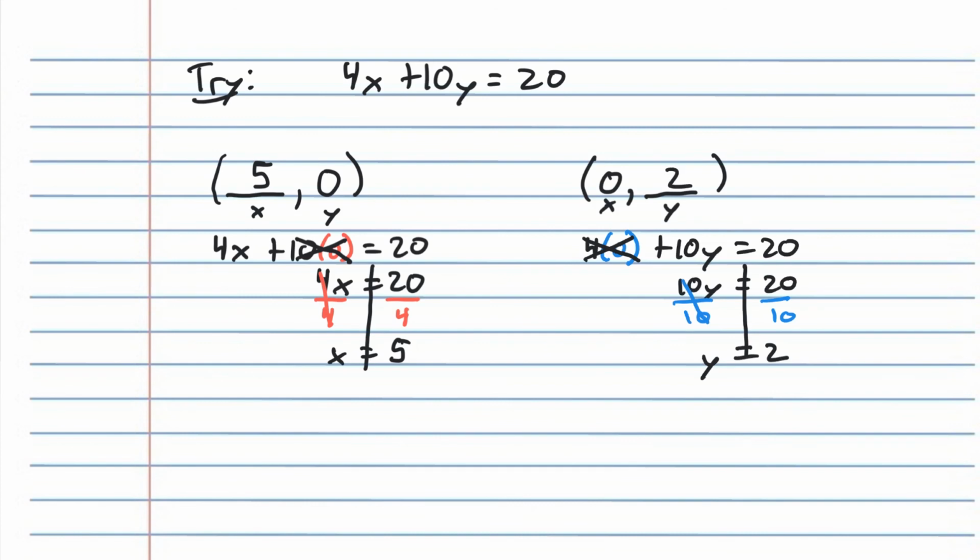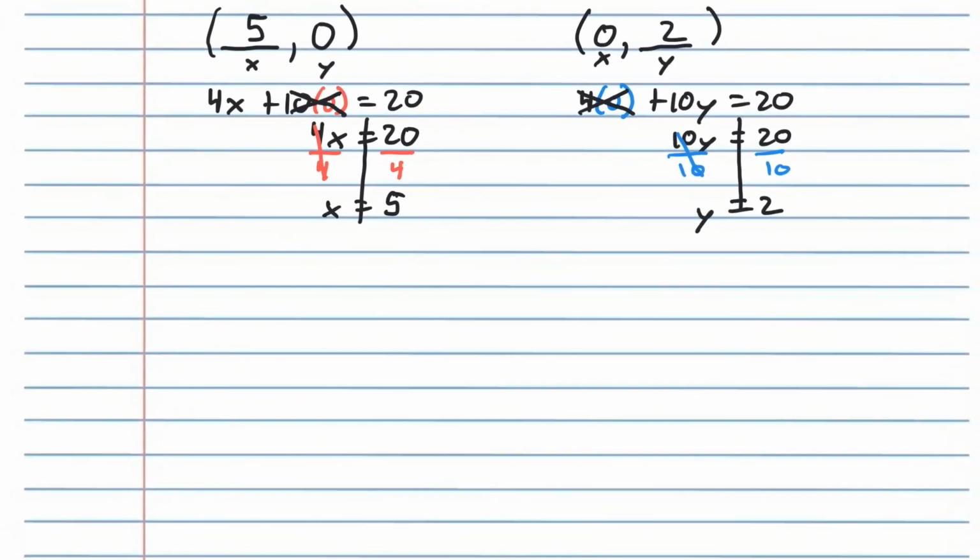And then if you needed to graph these, you would essentially just plot those 2 points. Let's draw a little graph. Okay, 0, 2 would be here, and 5, 0 would be here. Draw our line, and we are done.